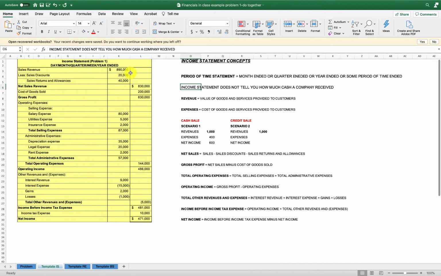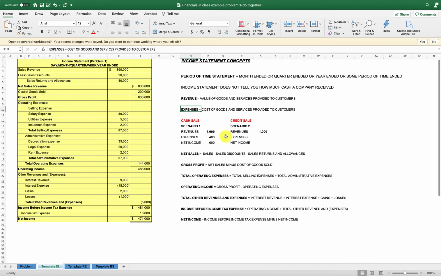But really, when we say revenue, what does revenue mean? Revenue means the value of goods and services provided to customers. So if I sell you something that is $500, that doesn't mean I received $500 in cash. That means I gave you something and the value of that was $500, right? And what are expenses? Expenses are the cost of goods and services provided to customers. So the expenses that I incur is how much it cost me to provide those goods and services. So salary expense is my cost for salaries, and utilities expense is my cost for utilities.